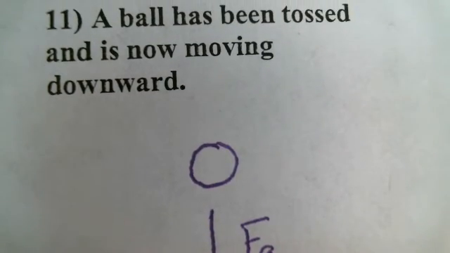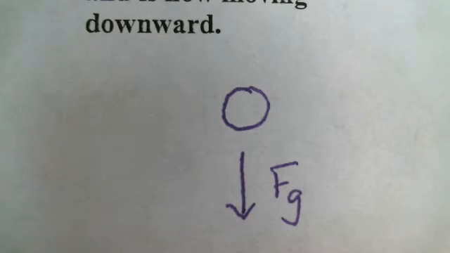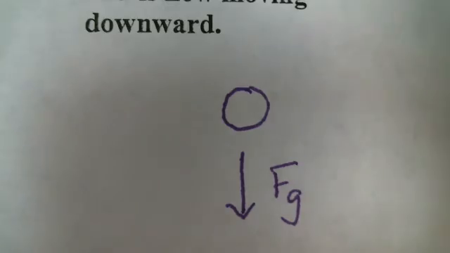Number 11. The ball has been tossed and is now moving downward. So it's gone up and now it's coming down. We still only have one force acting on it. Force of gravity going down. And so it's accelerating downwards in the negative direction.